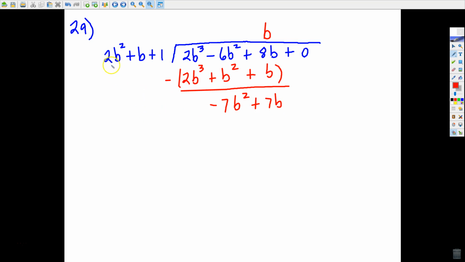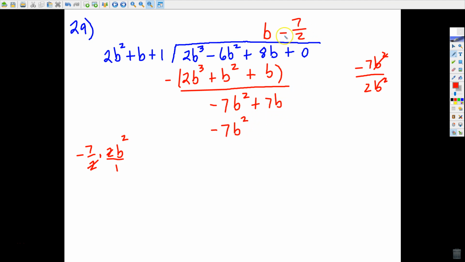Okay, and now we're going to divide 2b squared into negative 7b squared, and we have a similar situation as before, so let's just go over here and take a look at it. So negative 7b squared divided by 2b squared is negative 7 over 2, or minus 7 halves. So when you multiply negative 7 over 2 times 2b squared, if you want to think of it over 1, these would cancel, and you're left with negative 7b squared.